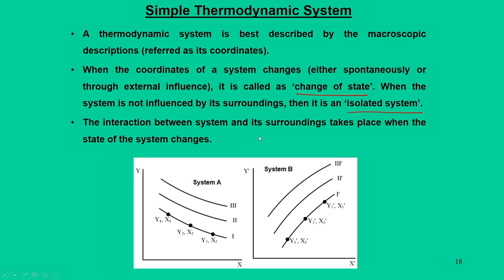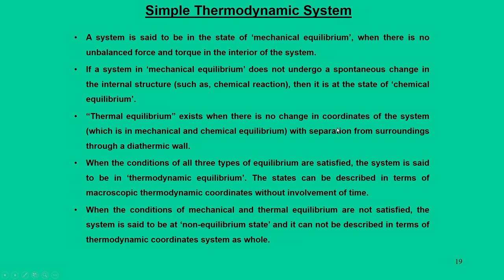So, that means the interaction between a system and its surroundings takes place when there is a change in the system. We also know that for a simple system to exist in equilibrium, there are three types of equilibrium. First is mechanical equilibrium, where we say that there is no unbalanced force and torque in the system.